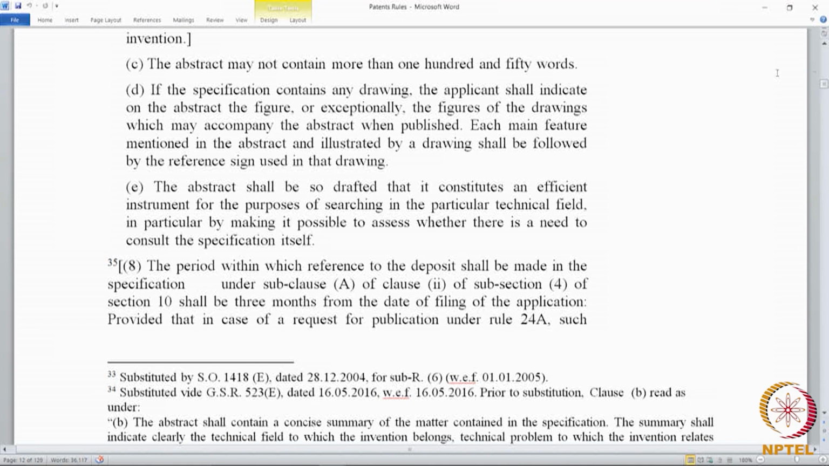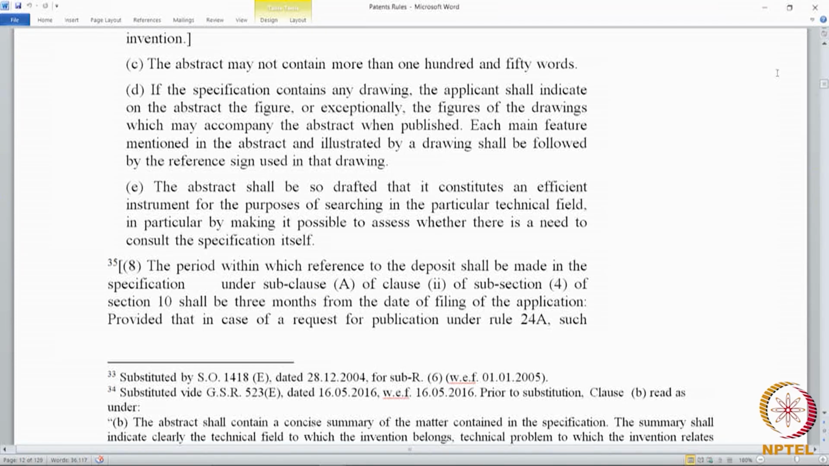The same rule has to be applied for the abstract as well. The applicant shall indicate on the abstract the figure or exceptionally the figures in the drawings where they are accompanied by drawings and the drawings are published, and each feature mentioned in the abstract and illustrated by the drawing shall be followed by the reference sign used in the drawing, similar to how we cross-reference drawings into the claims.